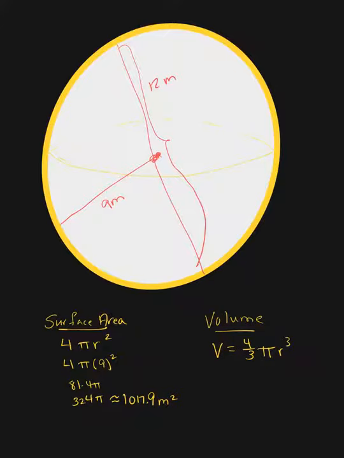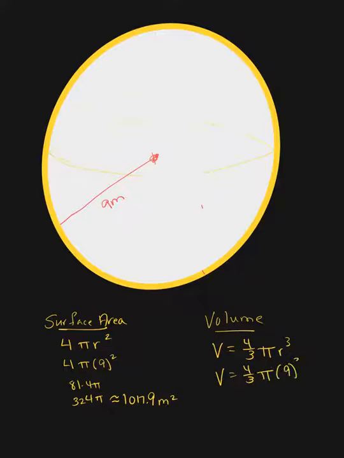Okay, so this time we just had to plug in the radius again. Forget the one that I put up here, okay? I was just demonstrating something else there. Let's go back to our 9. So this time our volume is 4/3 pi times 9 cubed.